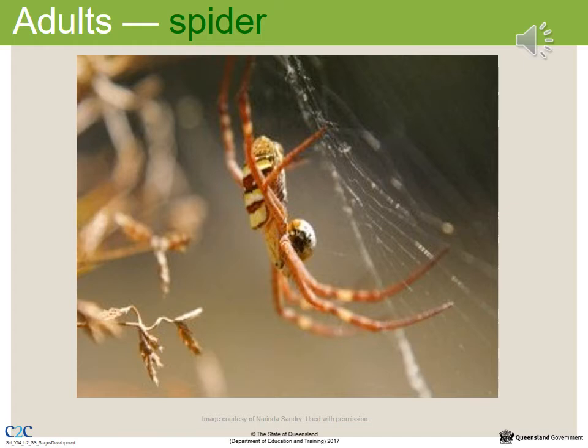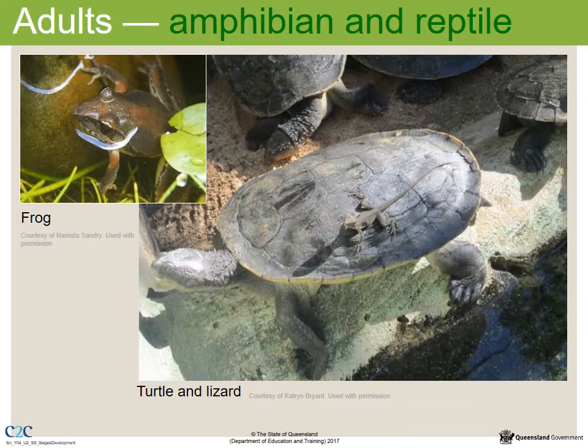Here's the adult spider. We saw the baby spiders, the little childhood juvenile ones, and they were just a smaller version of the adult, and they just grow and grow and grow bigger to become the adult spider.